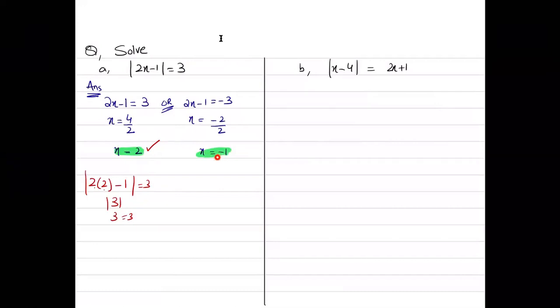Okay, and we are going to do the same for x = -1 over here. If you just plug that in, we are going to validate our answer. -2 minus 1 is -3, but we know that mod of -3 is 3. So that's also equal to 3. So yes, both answers are acceptable.